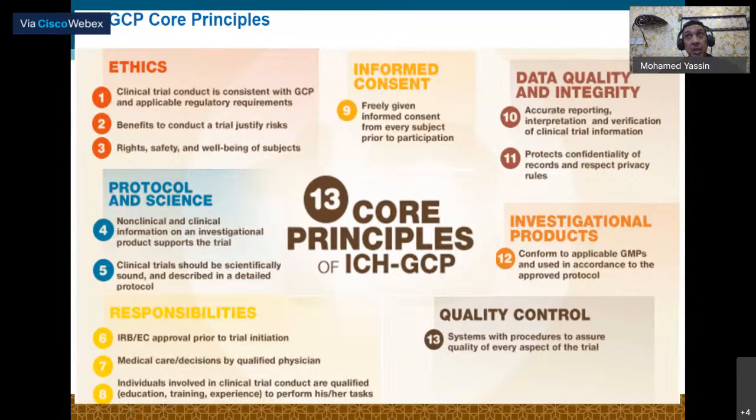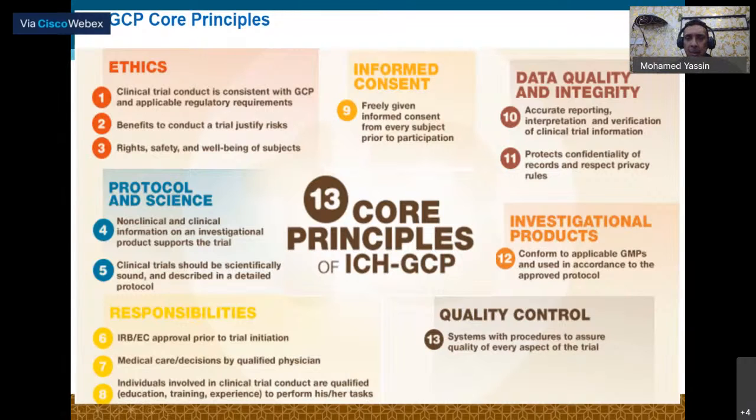This governance system can be in your medical research center, or it can be a regulatory authority in your university or whatever. And then the benefits to conduct a trial justify. So this is a very common principle that when we do a clinical trial, we always look for the benefit and the risk. So the benefit should outweigh the risk. If the risk outweighs the benefit, this is considered non-ethical, and the proposal for clinical trial will not obtain the ethical approval.